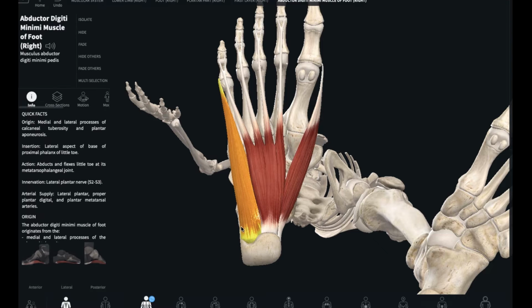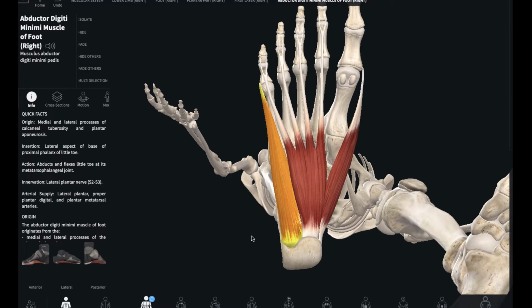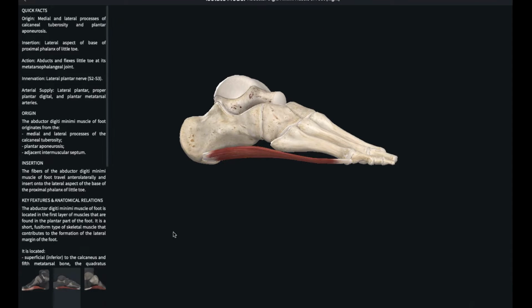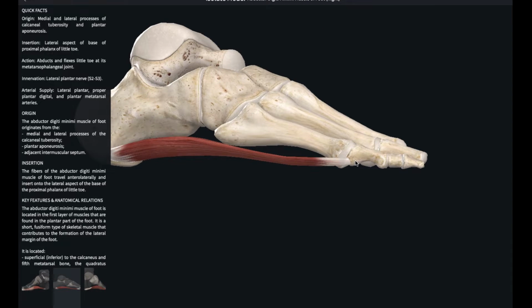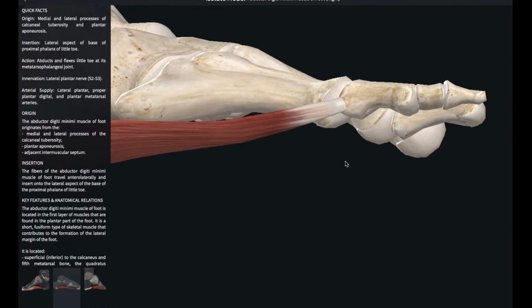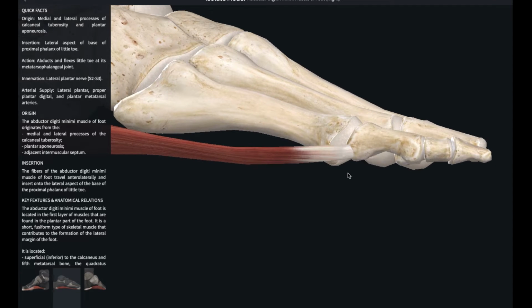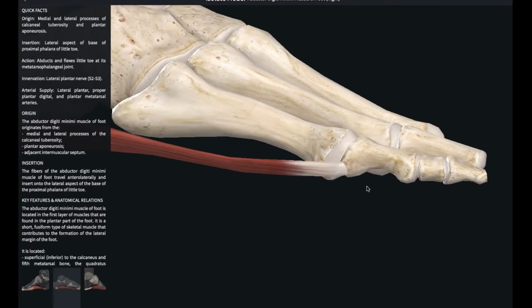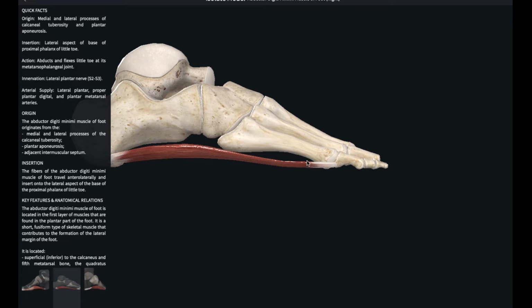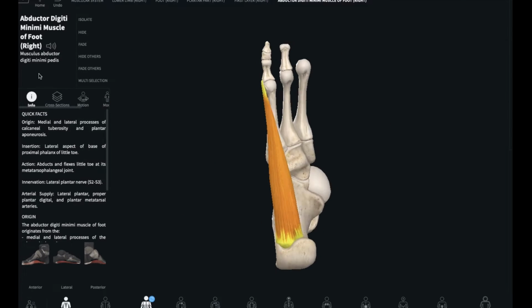So right here, abductor digiti minimi. So it originates clearly on the most lateral portion of the calcaneus tuberosity, and then it actually inserts to the lateral side of the base. Oh, it seems like this, yes, the base of the proximal phalanx of the fifth digit. That would be the insertion, but let's double check.